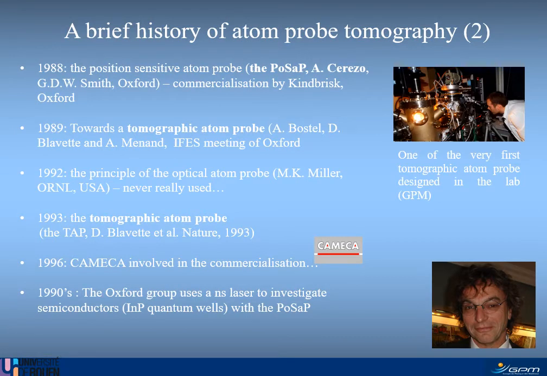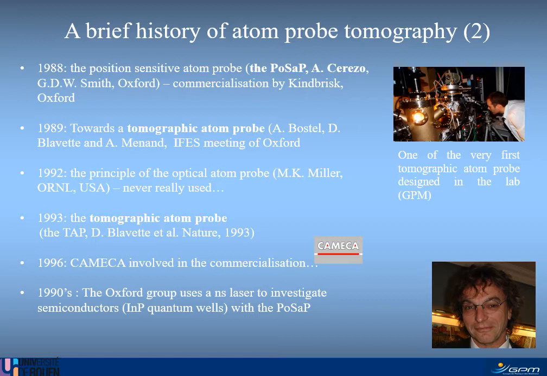1988. So clearly there is a revolution, because in 8 years it is the invention of the first 3D atom probe by Alfred Cerezo and George Smith at Oxford. And this is the invention of the position-sensitive atom probe, the POSAP. This instrument was commercialized afterwards by the company Kindbrisk.